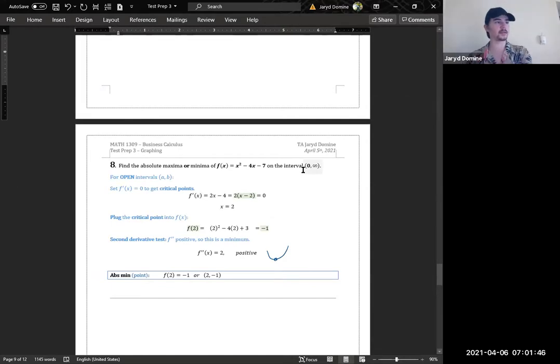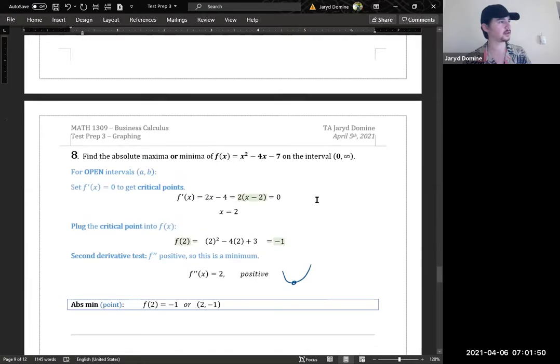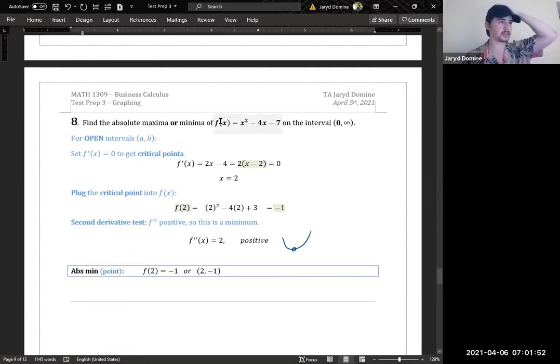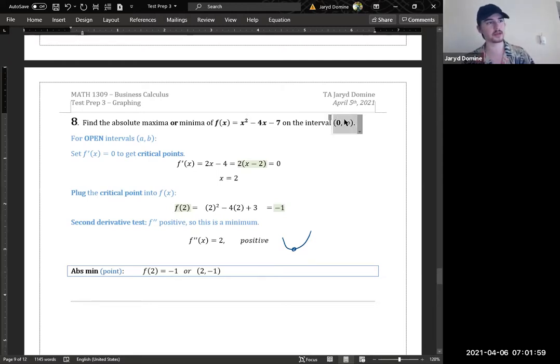Yes. So for number 8, we have an open interval this time, so we're going to do the second derivative test. So number 8, we have a different function, x squared minus 4x minus 7, on the interval 0 to infinity, and these are open. So we don't test the endpoints that are open. We're going to need to use the second derivative test instead.